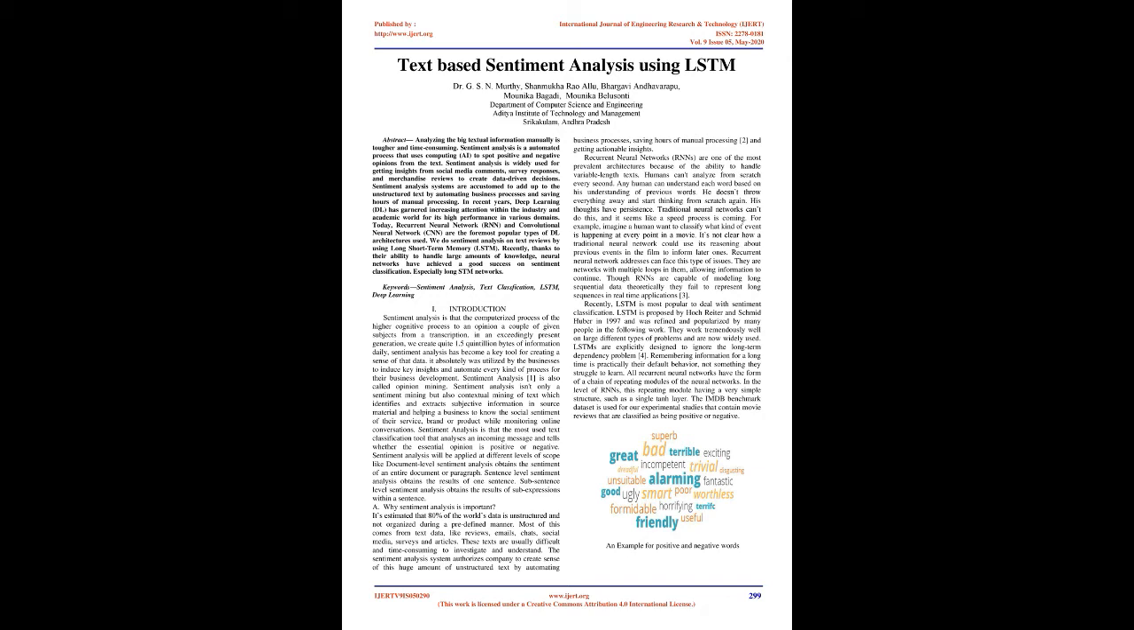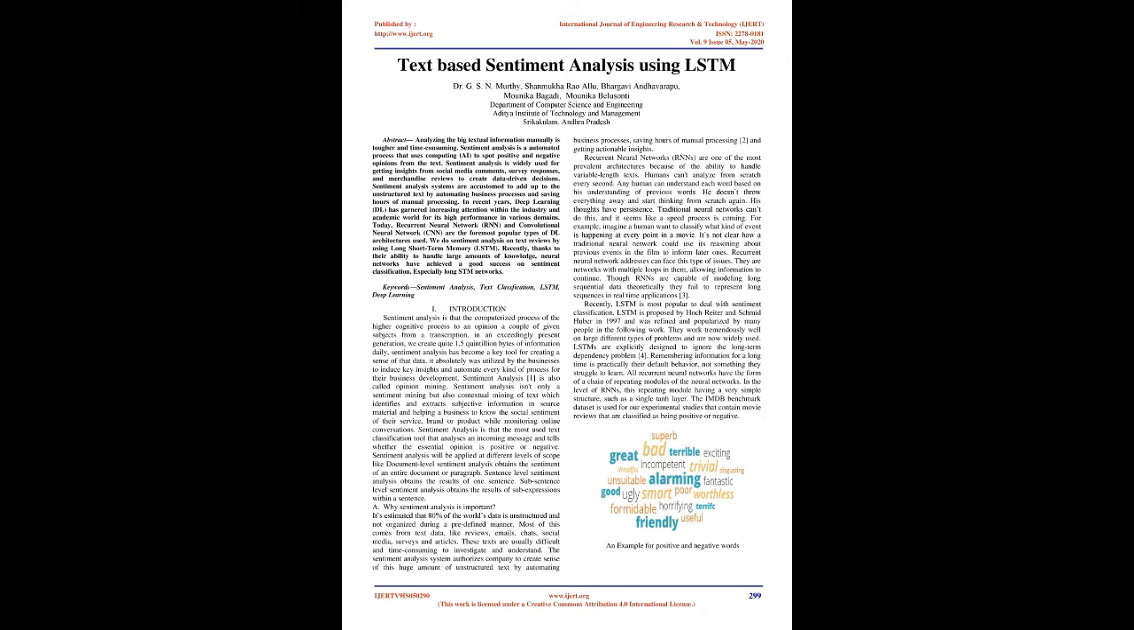Recurrent neural networks, RNNs, are one of the most prevalent architectures because of their ability to handle variable length texts. Humans don't think from scratch every second. Any human understands each word based on his understanding of previous words. He doesn't throw everything away and start thinking from scratch again. His thoughts have persistence. Traditional neural networks can't do this, and it seems like a major shortcoming.